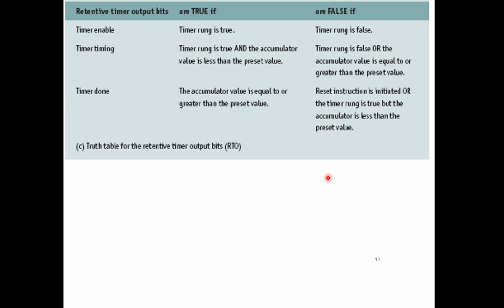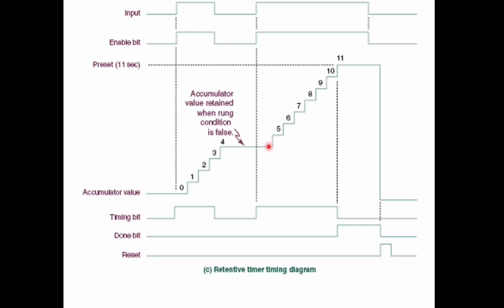RTO timer is similar to TON timer. The only difference is that here the input is true, enable is true, timing is true, and done will be true after finishing counting the time. But in between, if your input becomes false before you finish counting the time, your enable will become false. In a TON timer, your accumulator value will automatically reset back to zero.